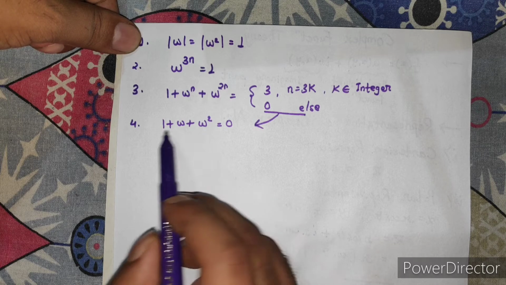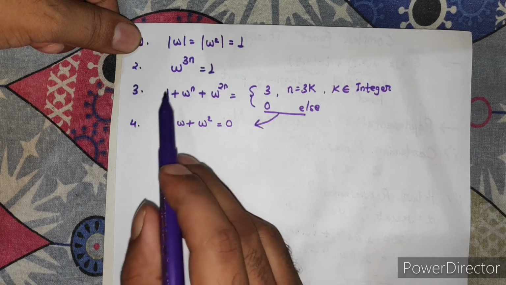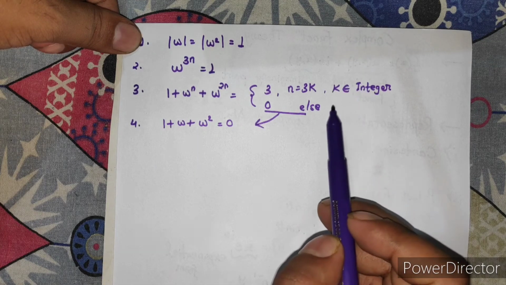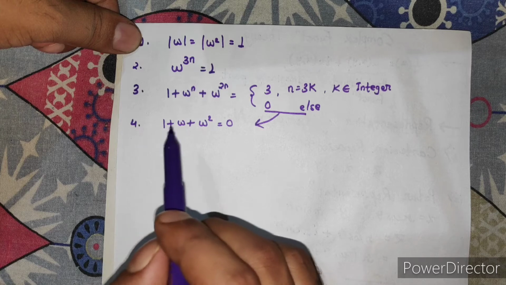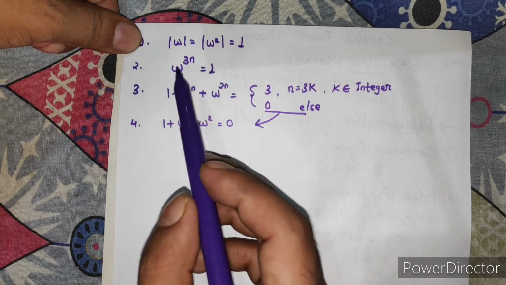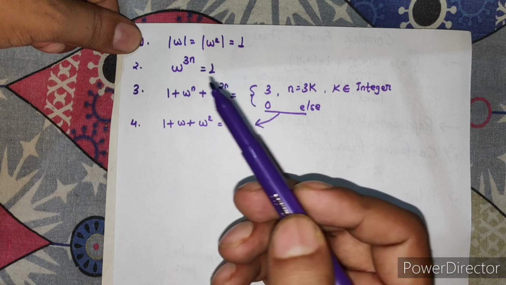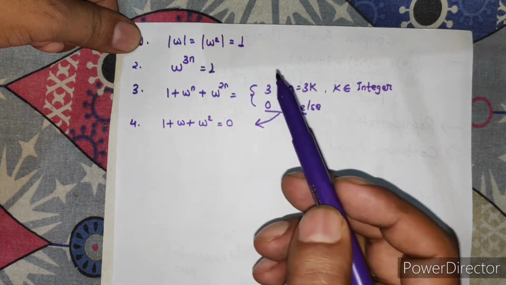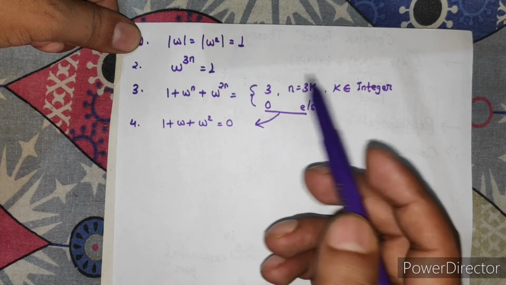So this is the property related to omega. This will be majorly focused on from a competitive point of view. There are questions which will come using omega, and we will use properties like this, that if omega is raised to a power which is a multiple of 3, the value will be 1. That will help us to solve the problems.